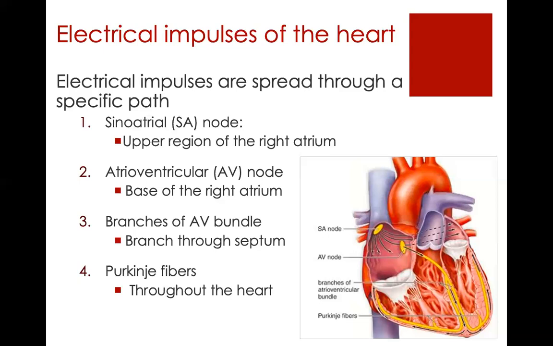And lastly, you will have these really tiny branches that come off, making sure that, again, the electrical impulse reaches every crevice of the heart. And these little tiny ones are called Purkinje fibers. So if I ask you guys to write the path of the internal or intrinsic conduction system of the heart, your answer should be SA node, AV node, branches of the AV bundle, and eventually Purkinje fibers.